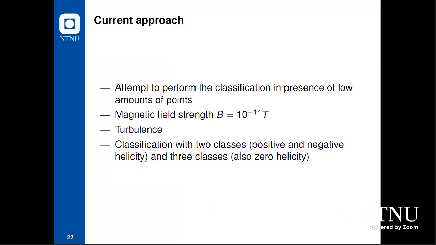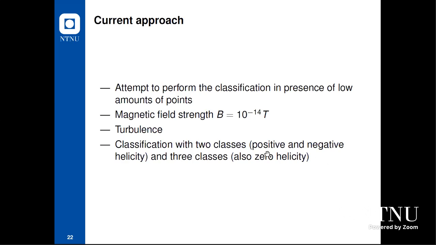So my current approach is to perform analysis on a magnetic field that is in the order of 10 to the minus 14 Tesla with turbulence. I tried both with two classes, so positive and negative helicity, which should be easier, and three classes also with zero helicity.